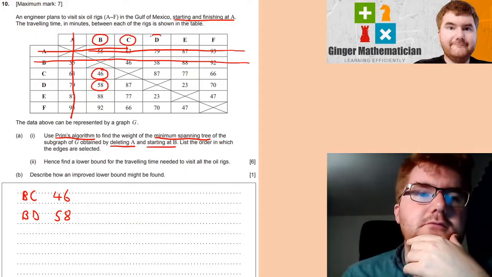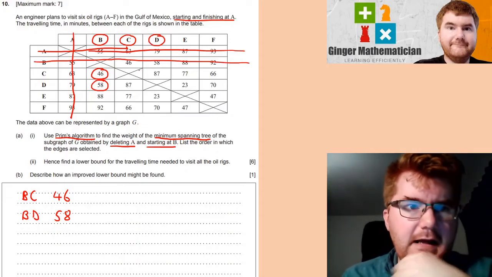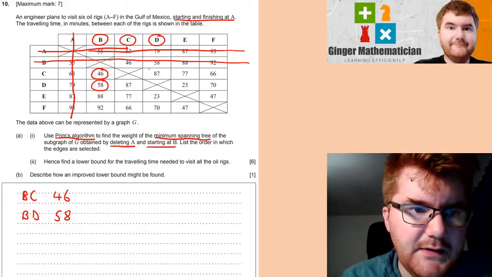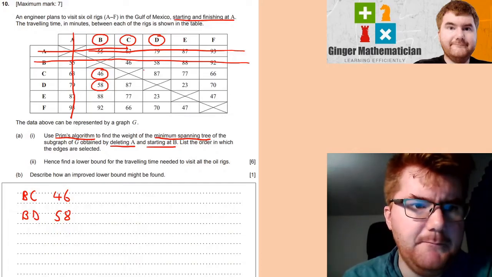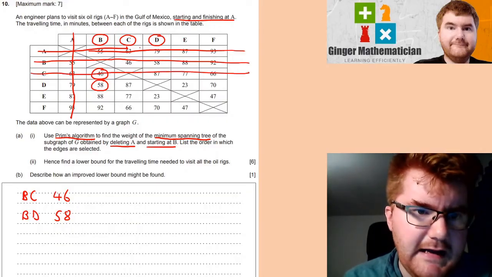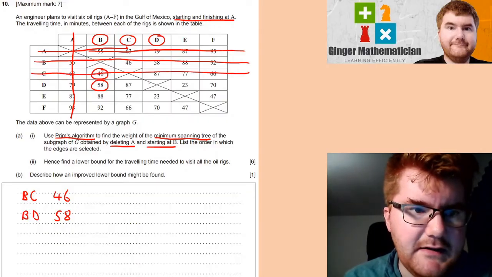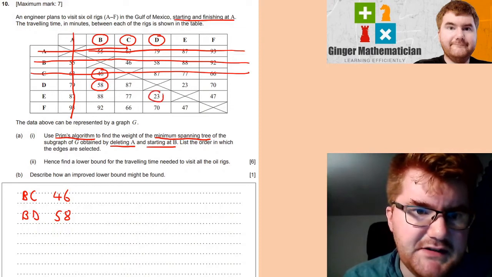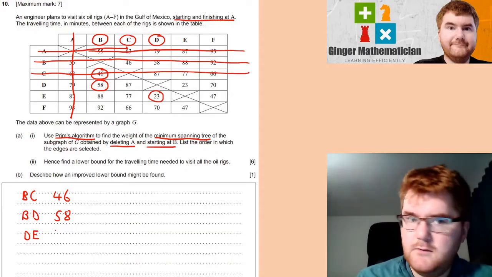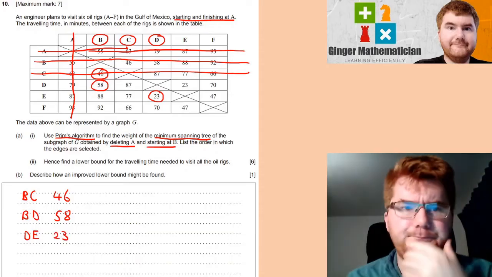And now we circle D, and from there we look for the lowest number that they share. I should have crossed out C from before. If we look down all the lists here, you'll notice this is the smallest, so this is DE. We'll pop that in, which is 23.